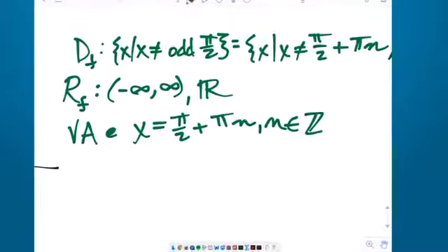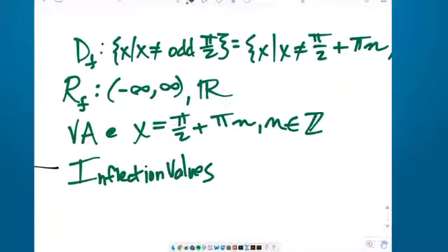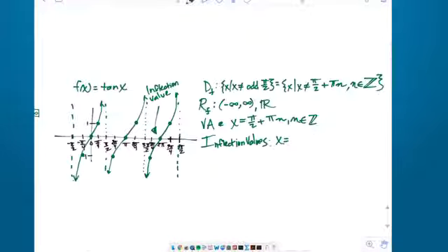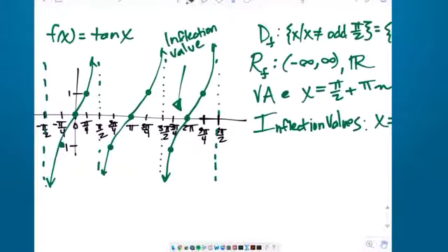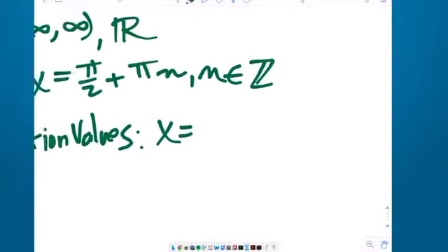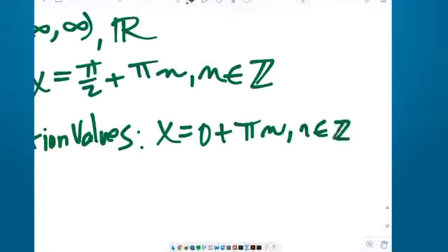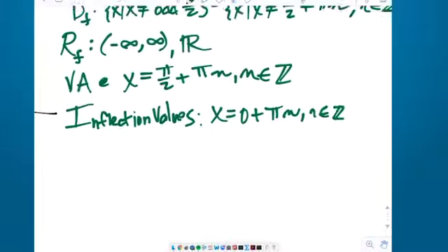We also then have inflection values, and I'm going to use I for that. Inflection values. We have those at x equals what? 0, pi, 2 pi, 3 pi, 4 pi, 5 pi. So they're at the whole multiples of pi. Let's go ahead and write it like this. It's going to be at 0 plus pi n, where n is an integer. Or just pi n, because 0 plus pi n is just pi n.